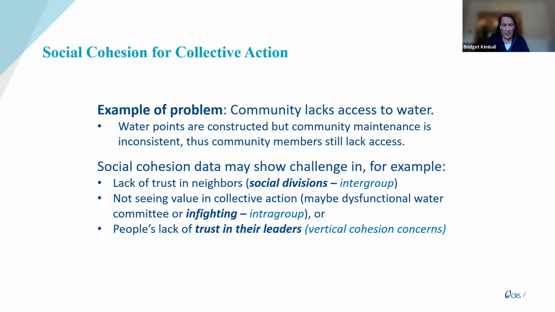An example of social dynamics hindering improved resilience outcomes is a community that lacks access to water. Water points were constructed, but community maintenance has been inconsistent, and the community still cannot reliably access water, even though the infrastructure is there. Social cohesion data can reveal challenges in, for example, intergroup social divisions or dysfunctional water committees, or maybe people's lack of trust in their leaders. Studying different dimensions of social cohesion for collective action can inform adaptations for more targeted programmatic responses.